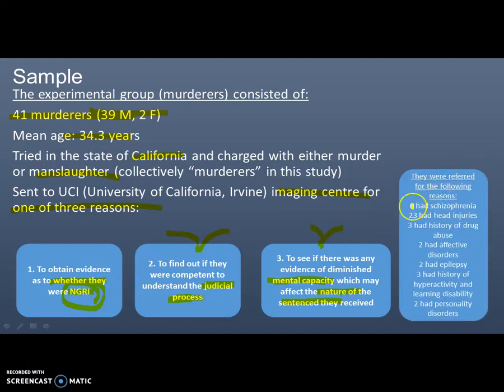They were referred for the following reasons. 6 had schizophrenia, 23 had head injuries, 3 had a history of drug abuse, 2 had affective disorders, so that's like depression, 2 had epilepsy, 3 had a history of hyperactivity and learning difficulties, and 2 had personality disorders.